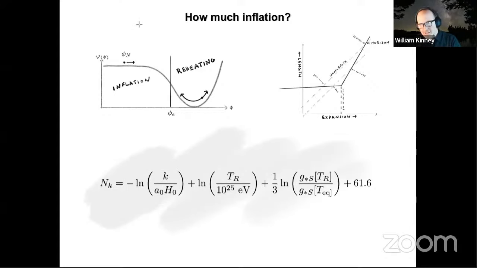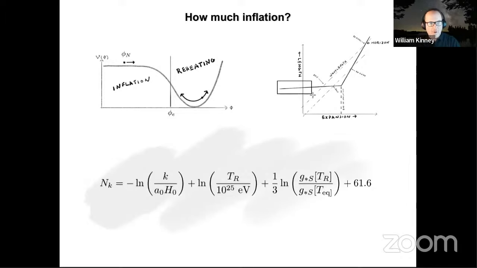So this is this, and once again, those of you who are familiar with inflation already will recognize that number, 60. You need about 60 e-folds of inflation at least in order to solve the horizon problem. And that's just the geometry of this problem with perturbations.